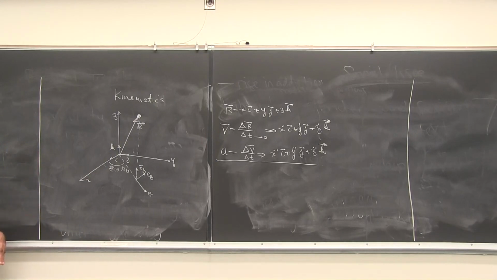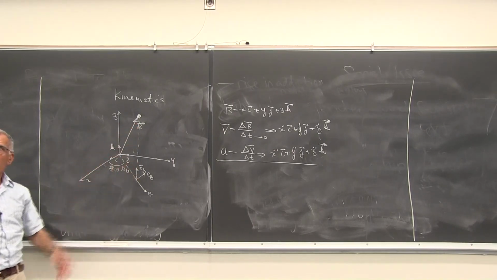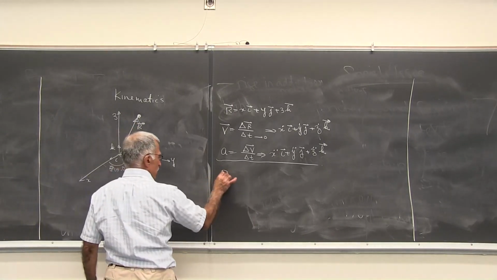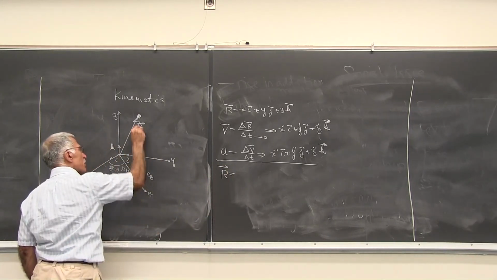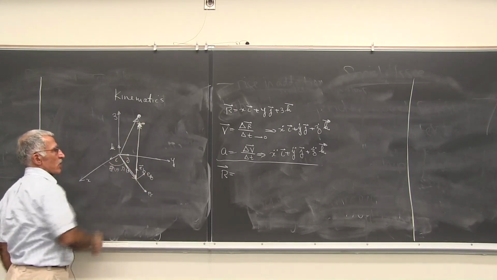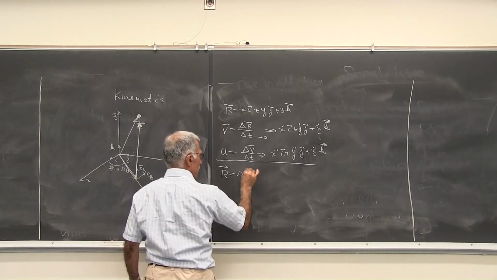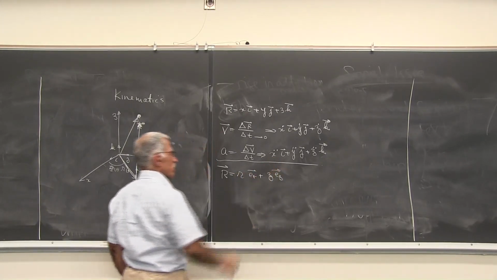The same vector can be described in a cylindrical coordinate system by knowing r, by knowing theta, and by knowing z, and then you produce that vector. So that vector comes to here and you go up. This vector plus this vector becomes the r vector. So your r vector is r er plus z ez.